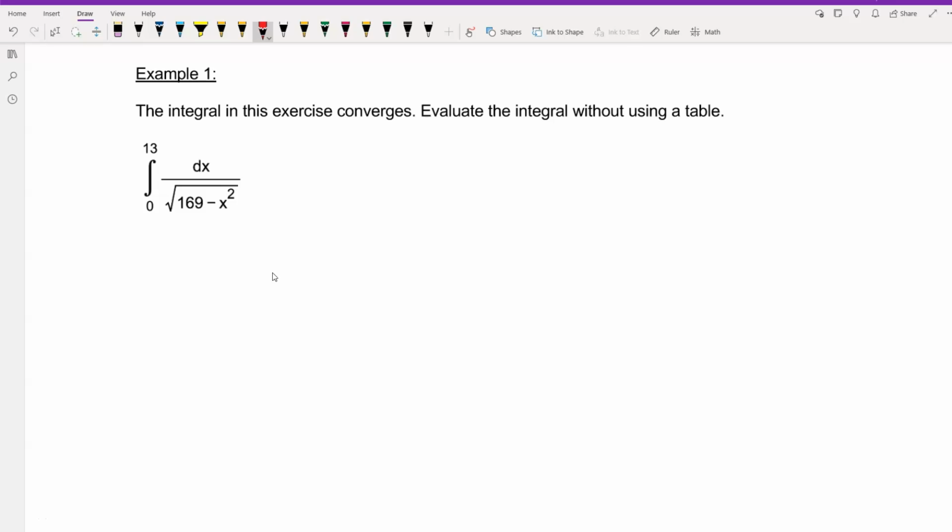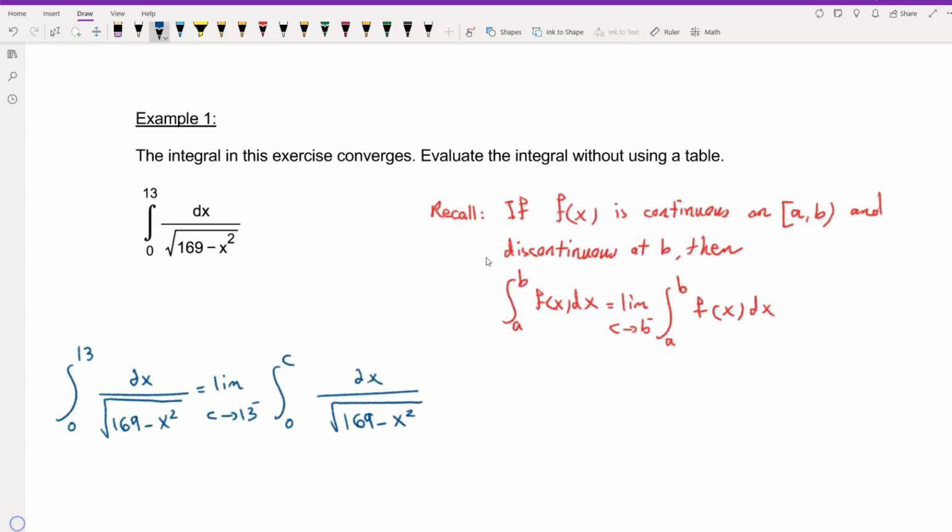So example 1, the integral in this exercise converges. We have the integral from 0 to 13 of dx over the square root of 169 minus x squared. Recall if f of x is continuous on [a, b) and discontinuous at b, so here we have parentheses, that means it's discontinuous at b, then the integral from a to b of f of x dx is equal to the limit as c approaches b from the left of the integral from a to c of f of x dx.